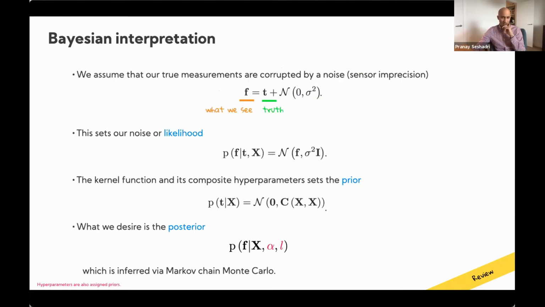Now, in a Bayesian context, what we typically assume is that these measurements are corrupted by noise. So this basically informs what's called an observational model, or a likelihood, where the probability of observing these measurements that I'm getting is given by the second formula on the screen.